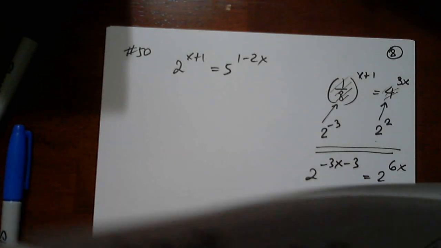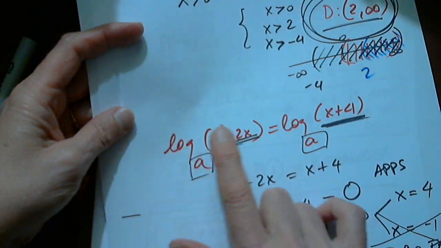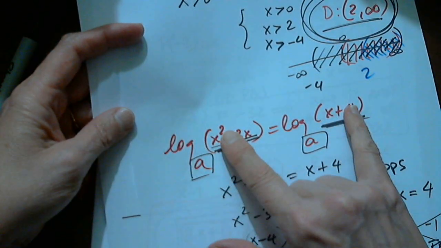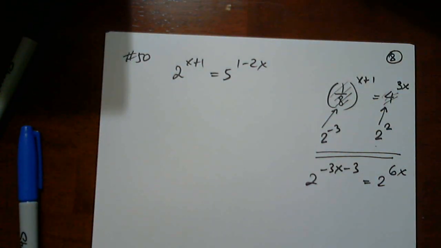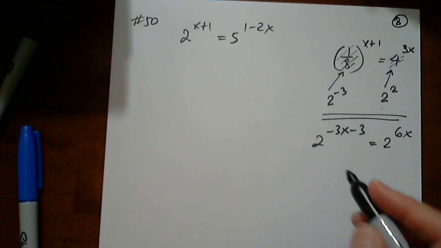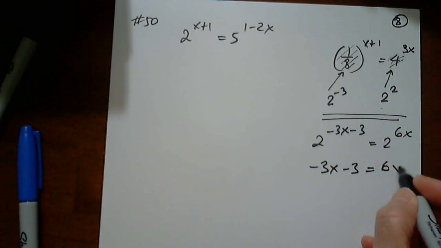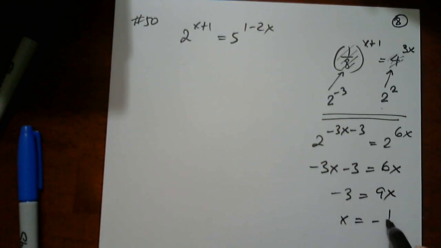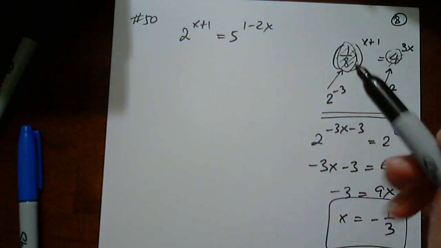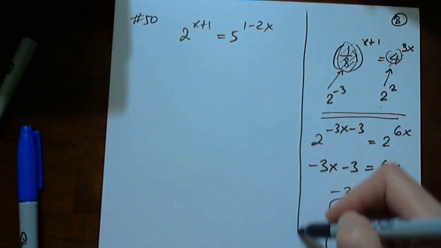Exactly based on the same principle, we looked at this, same principle. Log of this has to equal log of this. These two numbers have to be the same. Same principle, one-to-one property, this has to equal that. I will never apply log, it's a waste of time. So negative 3x minus 3 equals 6x, and I take it from there. So negative 3 equals 9x, x equals negative 1/3. Done. Don't apply log here as long as you notice that both can be presented with the same base.